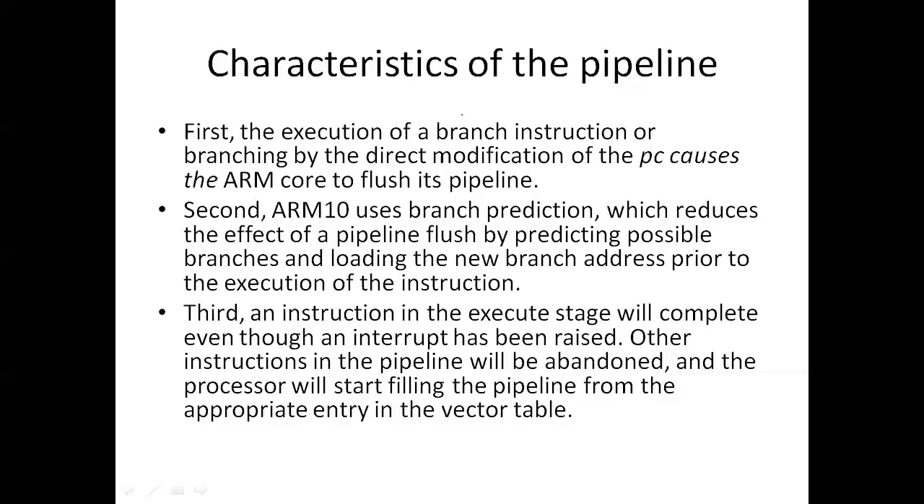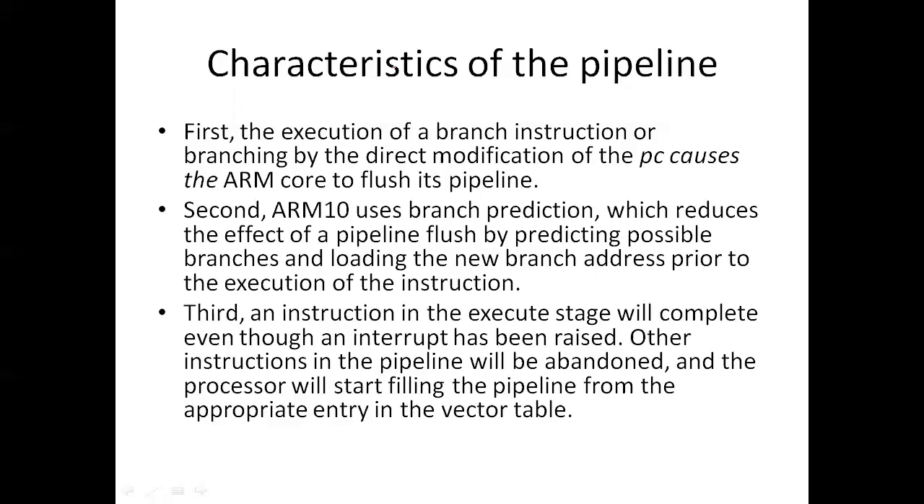So these are the points you have to remember with respect to ARM processor pipeline. ARM7 has only 3 stages of pipeline, ARM9 has 5 stages of pipeline, and ARM10 has 6 stages of pipeline. Pipelining is a mechanism which allows the processor to fetch other instructions while instructions are being decoded and executed, at the cost of system latency.